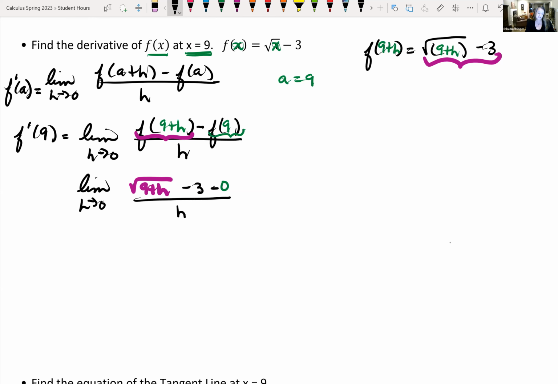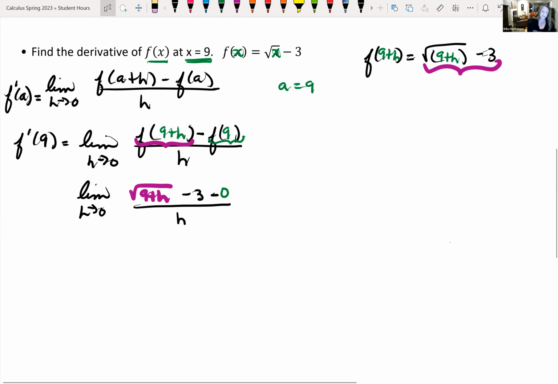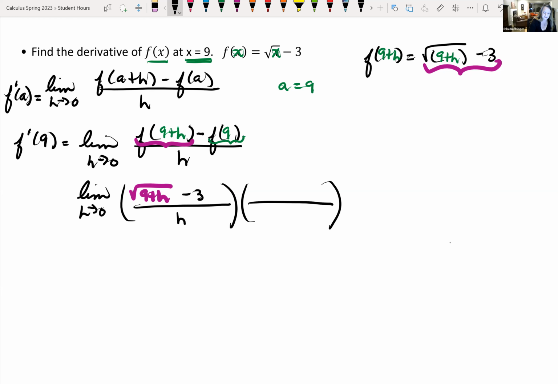The problem, again, is that when we evaluate this limit as h approaches 0, we're going to get 0 over 0, that indeterminate form. And so we need to go back and manipulate this. Again, this has square roots. And so a way to manipulate that so that we don't get that indeterminate form of 0 over 0, we're going to multiply by that fancy one. And that fancy one in this case is the conjugate of the square root of 9 plus h minus 3. So the conjugate there is the square root of 9 plus h, change the sign in between those terms, so plus 3.